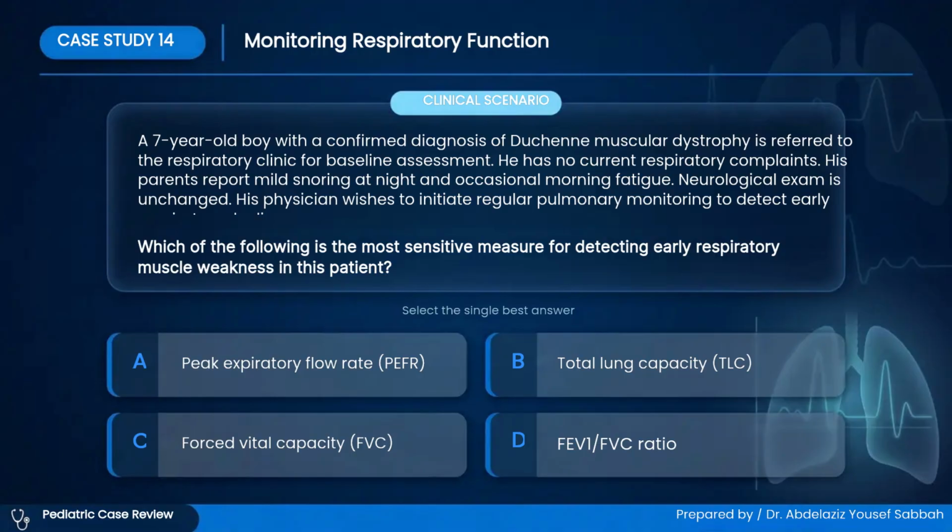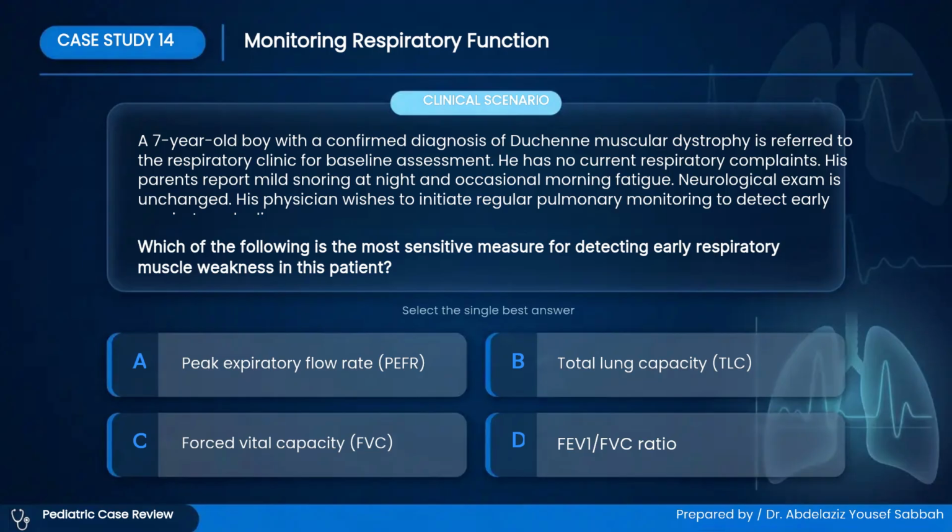Case Study 14. A 7-year-old boy with a confirmed diagnosis of Duchenne muscular dystrophy is referred to the respiratory clinic for baseline assessment. He has no current respiratory complaints. His parents report mild snoring at night and occasional morning fatigue. Neurological exam is unchanged. His physician wishes to initiate regular pulmonary monitoring to detect early respiratory decline.